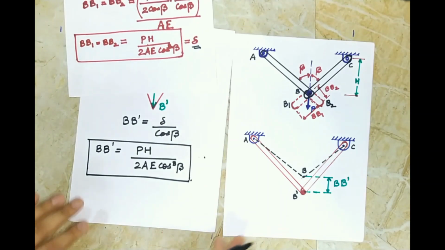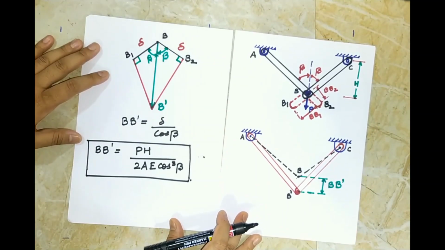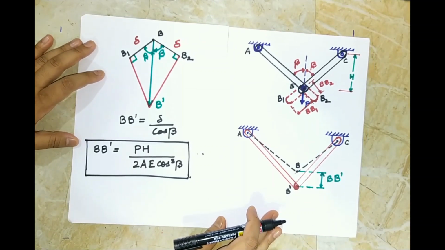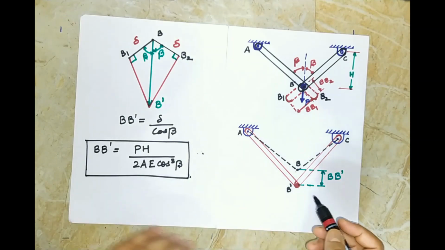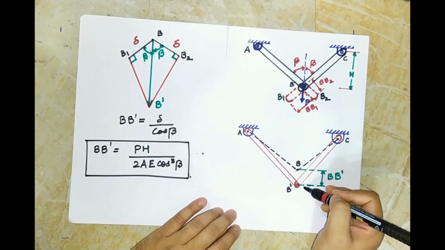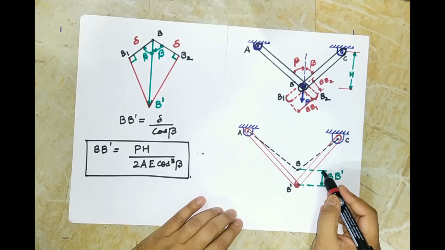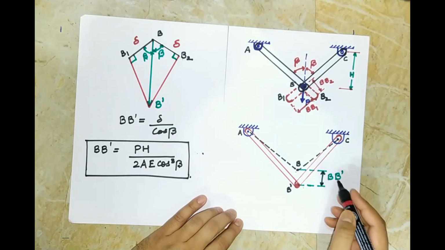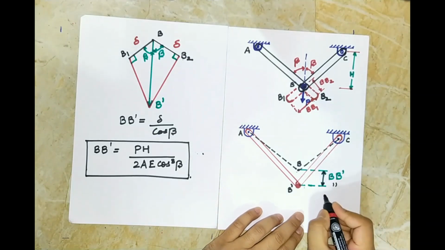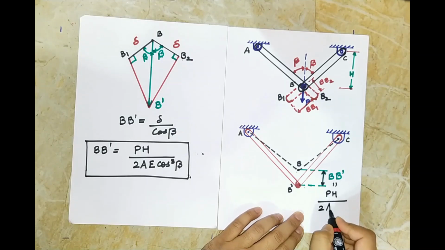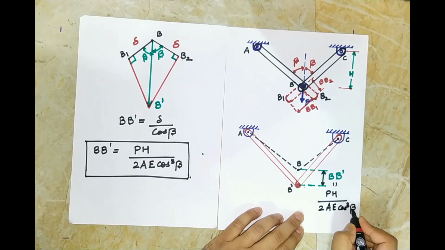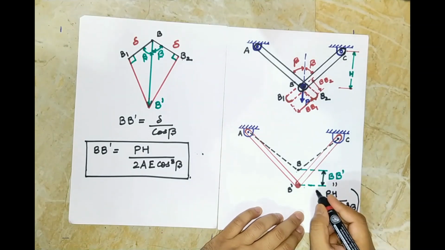So the deflection in an axially loaded truss will be equal to PH by 2AE cos cube beta, and this truss will get displaced by BB dash, which is equal to PH by 2AE cos cube beta.